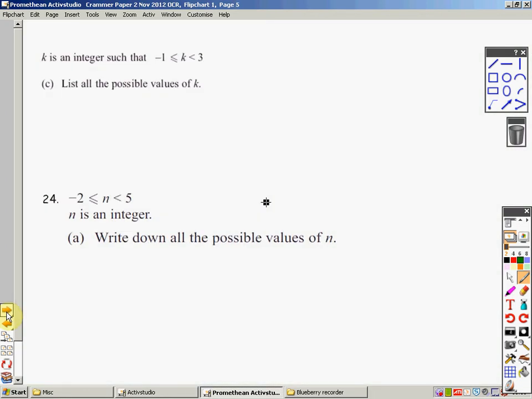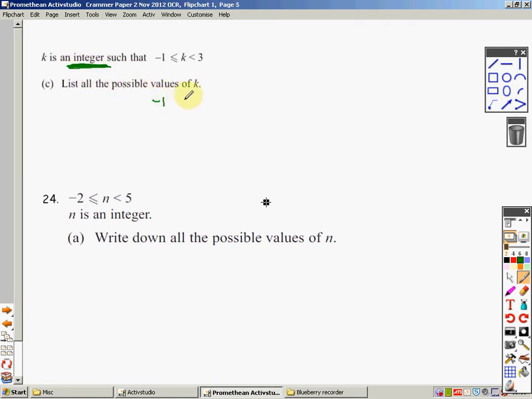Okay, we didn't get anything on inequalities. I'm surprised by that. Again, it's normally the paper one, but let's do it in case it comes up. K is an integer. Really important word. That means you've got to stick to whole numbers. Positive or negative, but they've got to be whole numbers. List all the possible values of K.